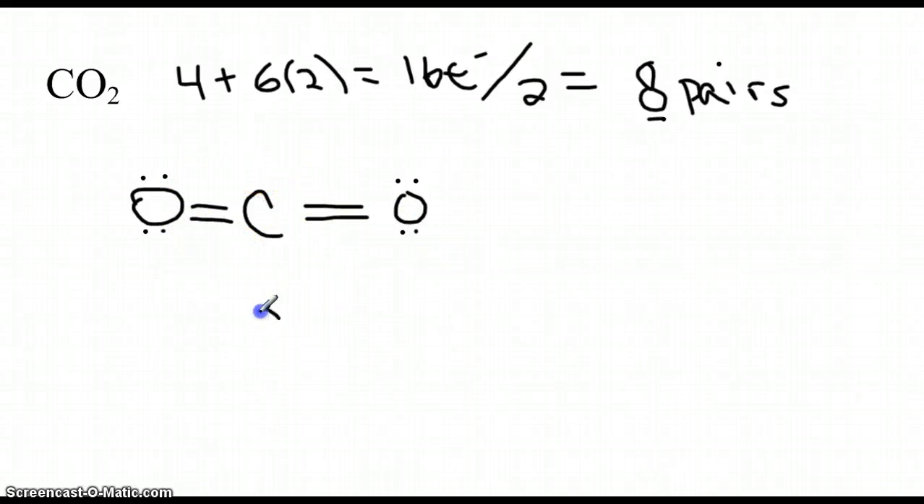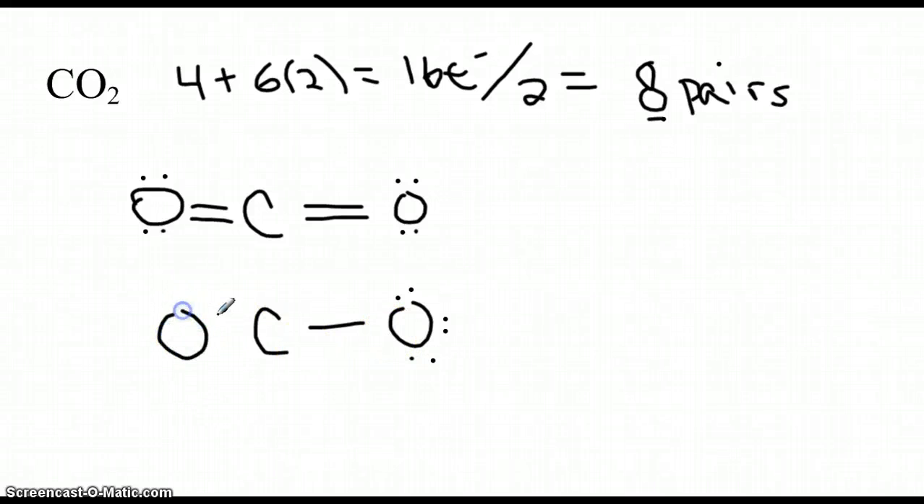Another way you could have drawn this is with a single bond to one of the oxygens and what we call a triple bond, or sharing 3 pairs of electrons. If you notice, the carbon still has 4 pairs or 8 electrons. This oxygen still has 4 pairs or 8 electrons. And we're using 1, 2, 3, 4, 5, 6, 7, 8. We could have also put the triple bond on this side.